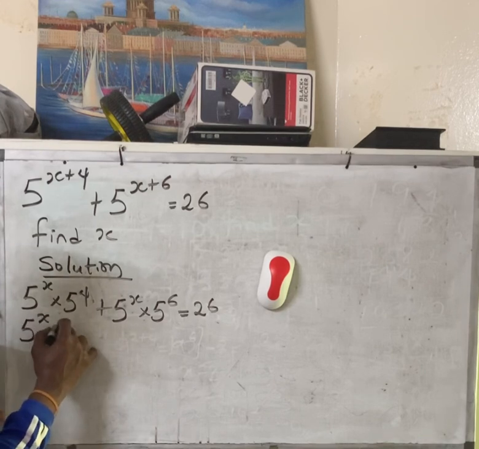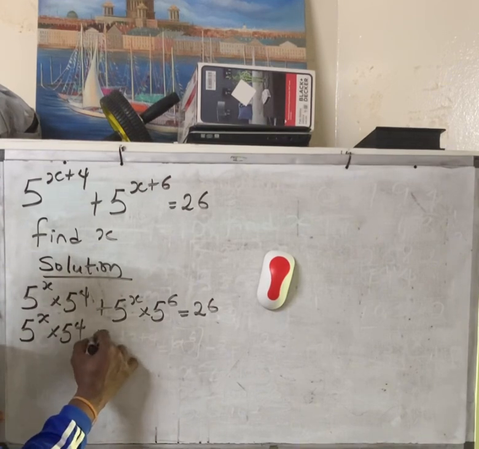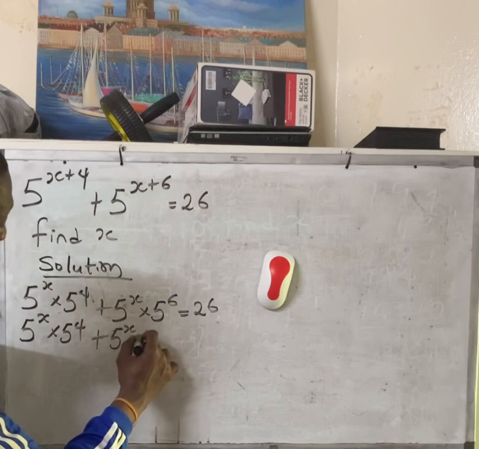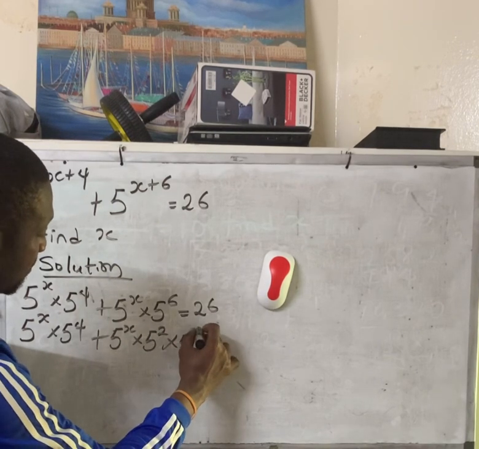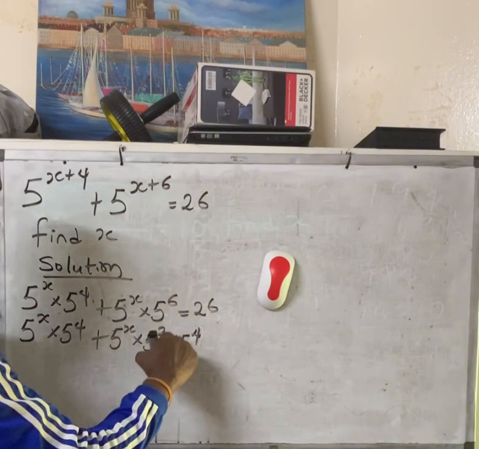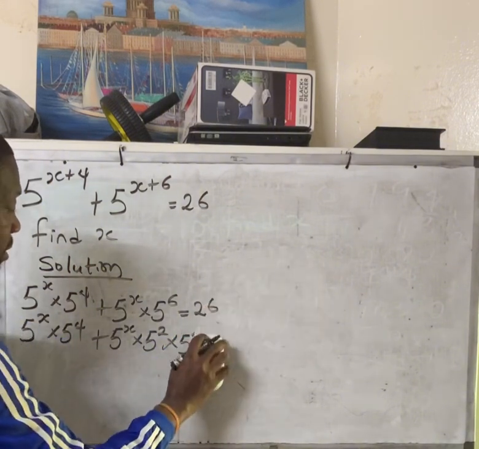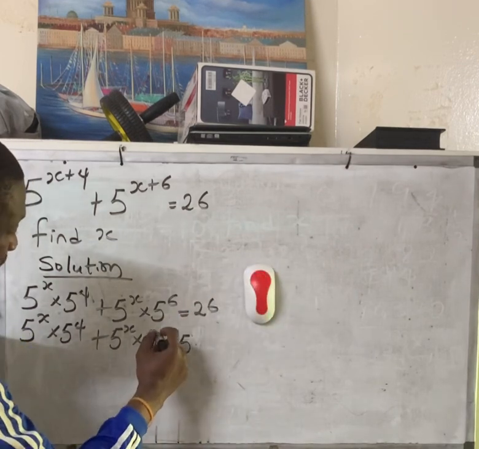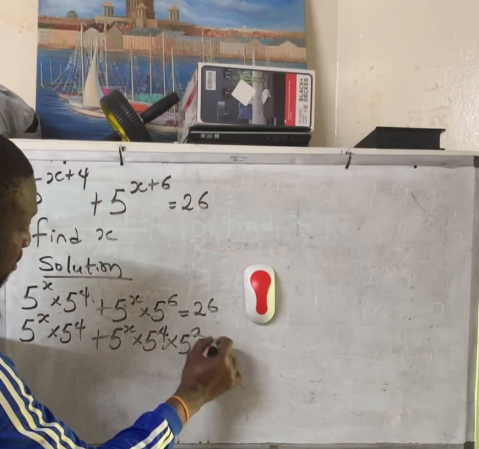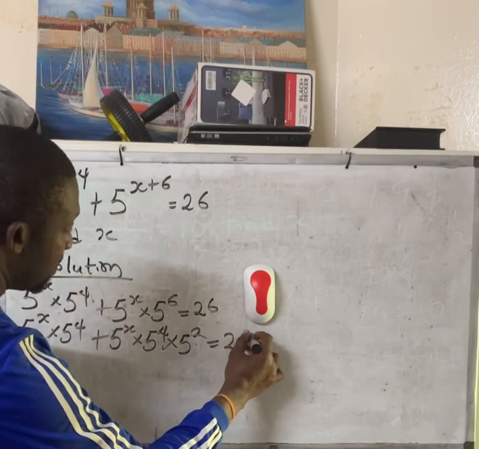5 raised to power x times 5 raised to power 4 plus 5 raised to power x times 5 raised to power 2 times 5 raised to power 4. Or let's interchange it, okay, so that we'll be on the proper scale. So we can put 4 here and put 2 here is equal to 26.